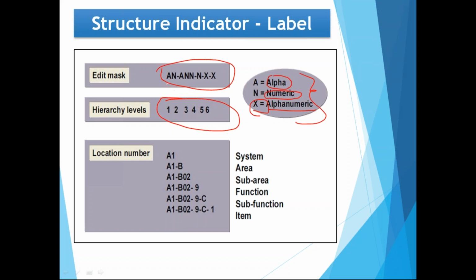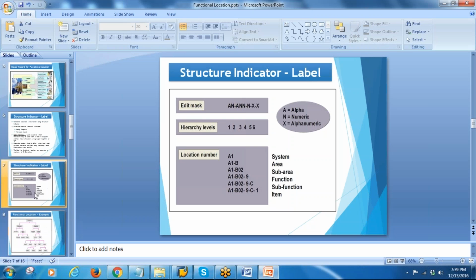This is the structure indicator, also called the edit mask, and these are the hierarchy levels: hierarchy 1 2 3 4 5 and 6. Total hierarchy levels are 6. In real time you study your business, and based on their design you will define the structure indicator. So a typical functional location hierarchy will be like this. Now let's see it in the system.